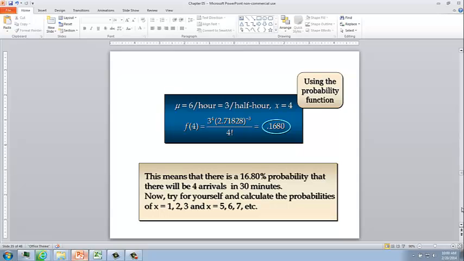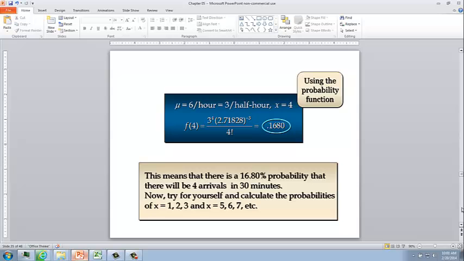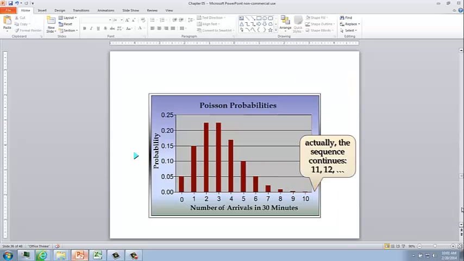And now please try for yourself and calculate the probabilities that there will be 1 arrival, 7 arrivals, or also try 0 arrivals. This is how the distribution of the probabilities of the outcomes would show up. As you can see, for large numbers of arrivals, the probability is pretty close to 0.